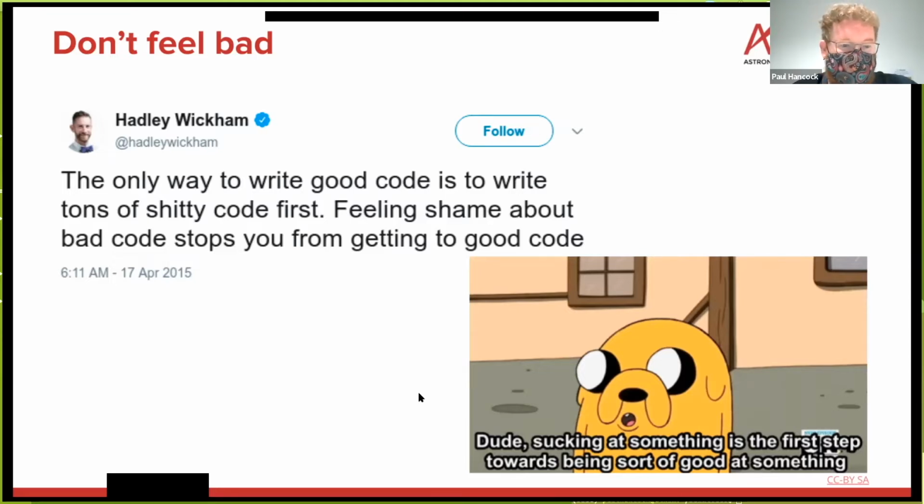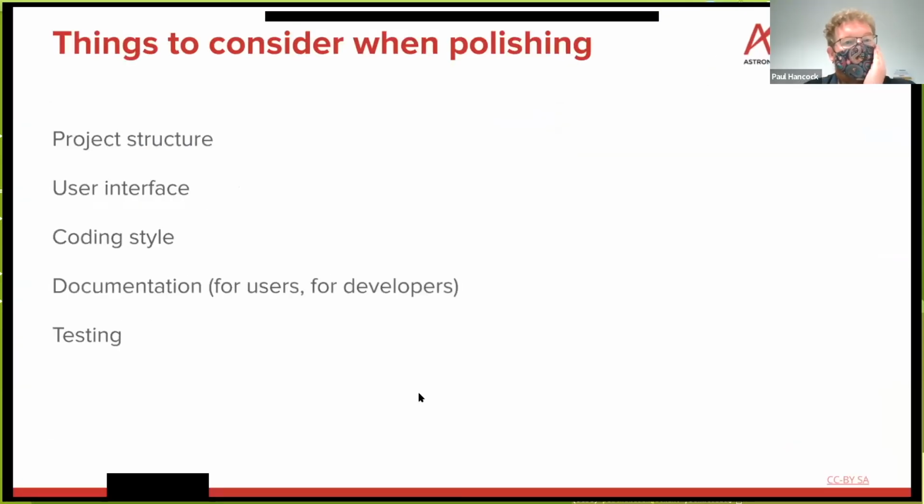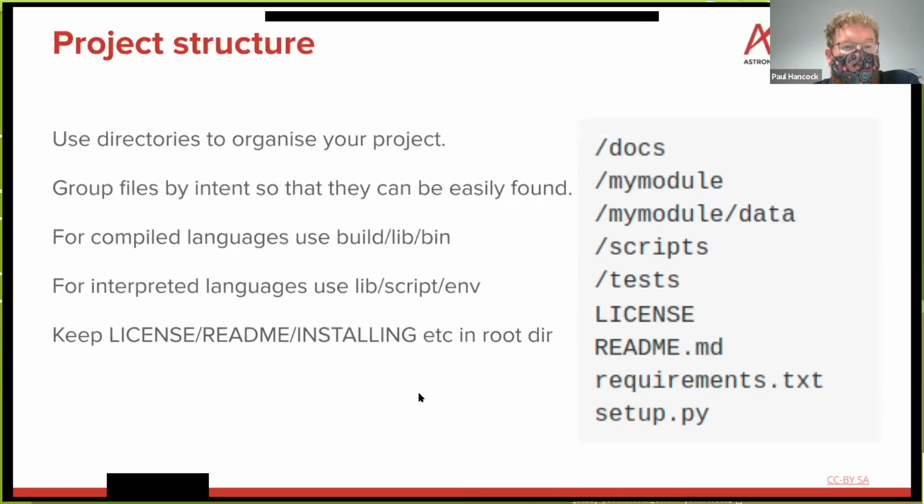Anyway, so that's all about why we would want to share code and how we feel about it. But let's get on to some of the things that we should consider about polishing. There are many different things that polishing can mean, and I've chosen 5 things here that I think are going to be quite useful and tractable for people who are doing research. The first of these is project structure.